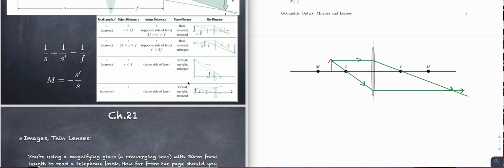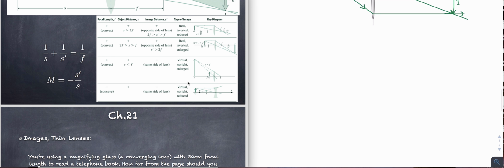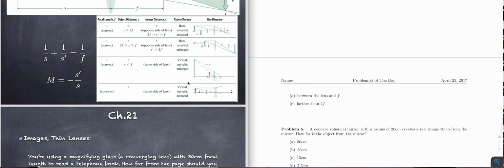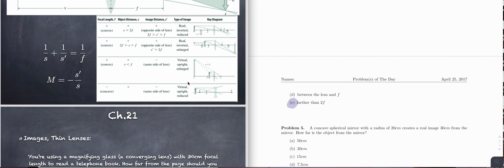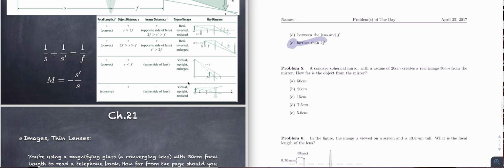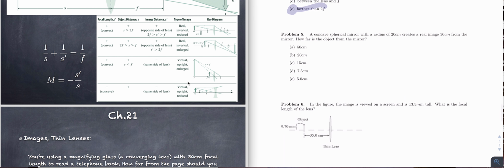And we see we have our image formed over here, I, and again, we see we are greater than 2f away. And so again, that's E. Okay, next problem. Problem 5.